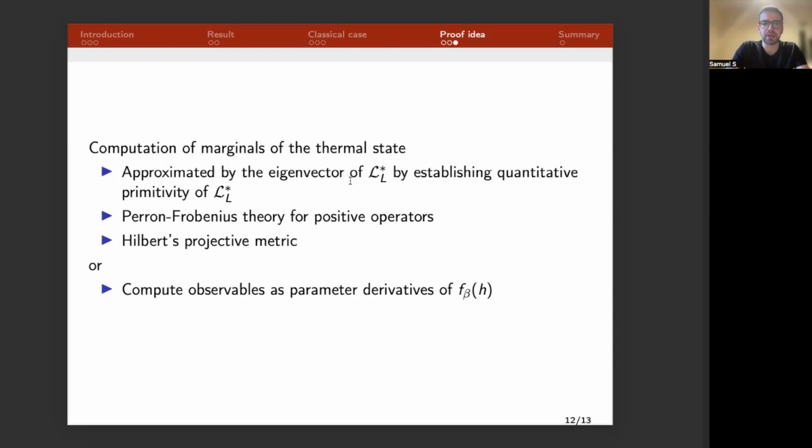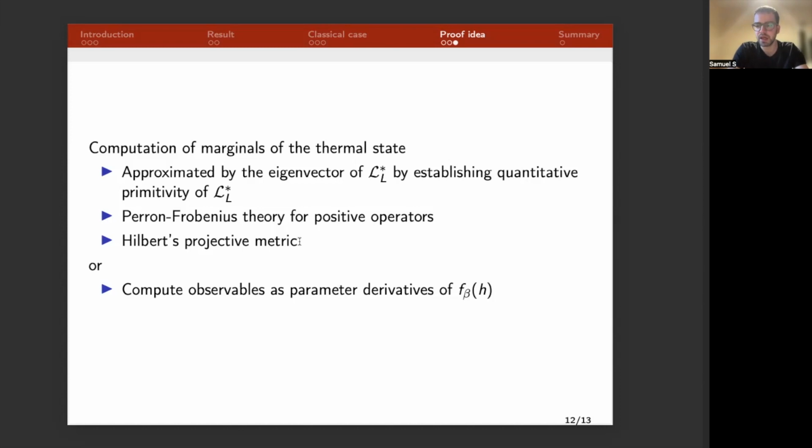When we have a quantitative primitivity condition, we can use something called Perron-Frobenius theory for positive operators, as opposed to the one for just matrices with positive entries, to prove the convergence of this eigenvector, which involves also technical tools like the Hilbert's projective metric in our proof. This then proves that if you do this spectral radius calculation and just compute the corresponding eigenvector, you immediately get the thermal state.